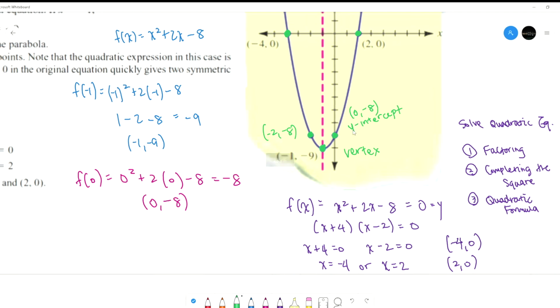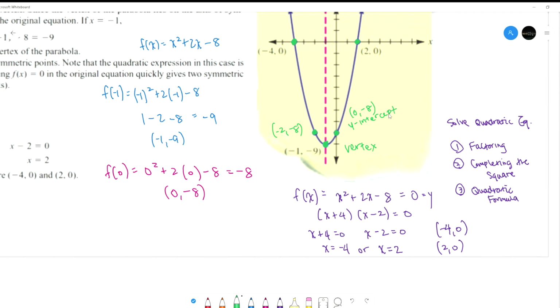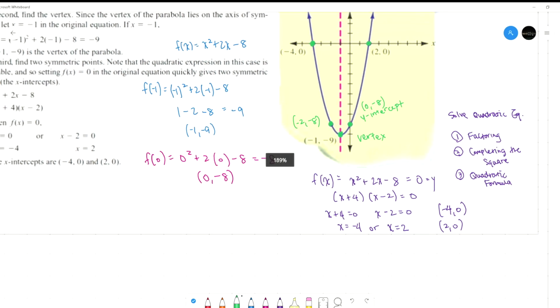All right, well, now that you have these points, you can sketch the curve and have a parabola that opens upward, right? Now, why does it open upward?